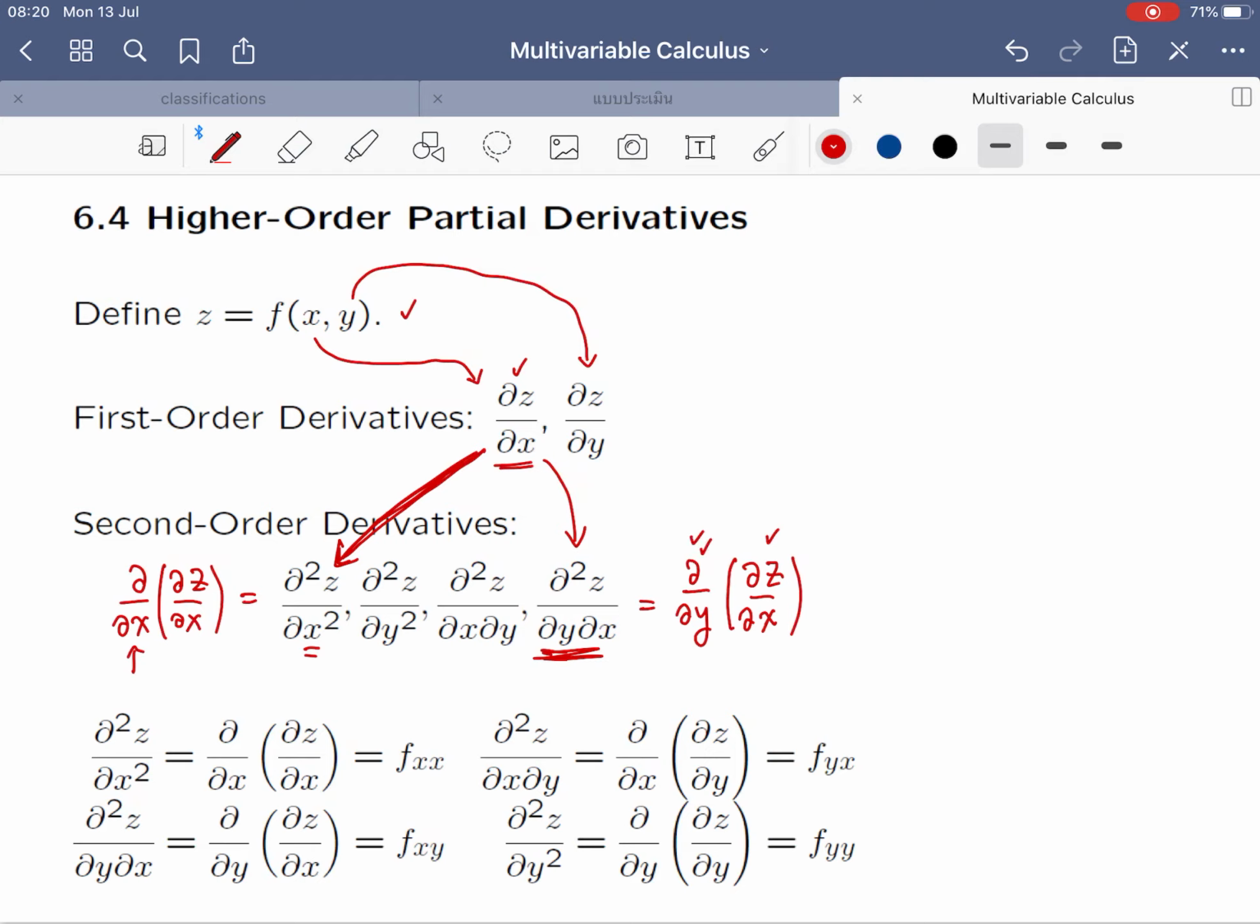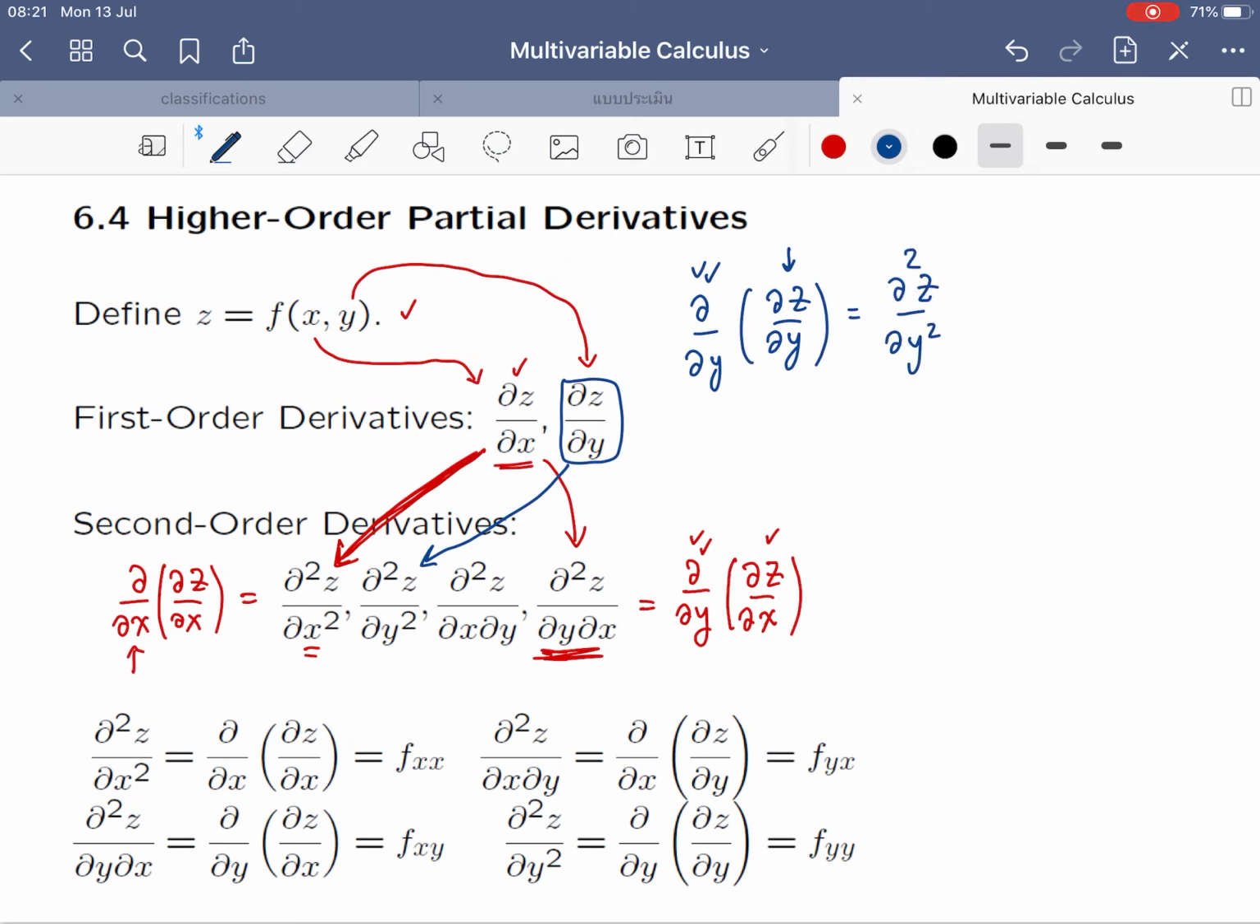Are we good? On the same token, if you find the first partial derivative with respect to y, and you find further with respect to y, then of course this is the first one that you find, put it inside, and then follow by this one, put it up front, so you have d2z by dy square.